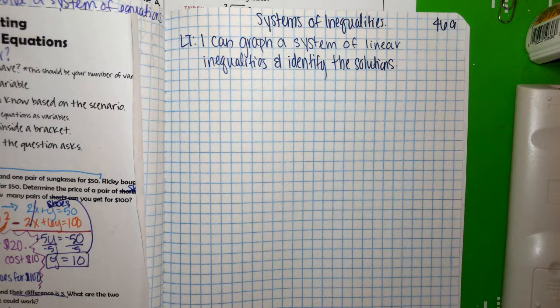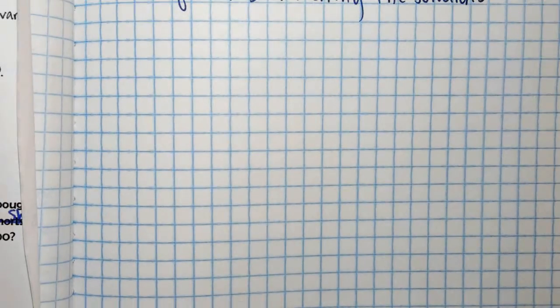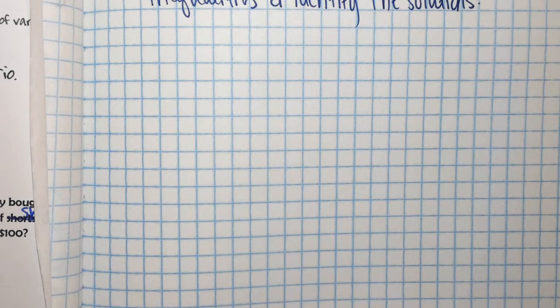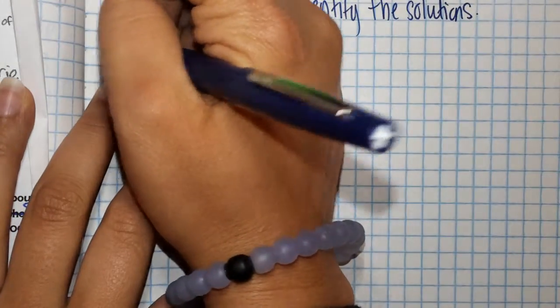Alright, so today we're going to be graphing a system of inequalities. That's what you should be able to do by the end of the class period. We have an hour and a half with each other. If you can't do it by then I don't know what to tell you, tater tots.